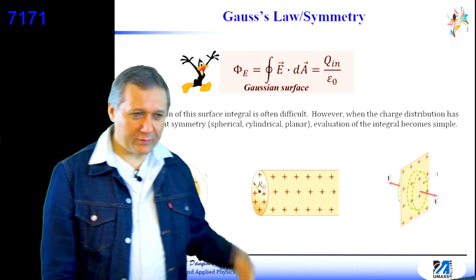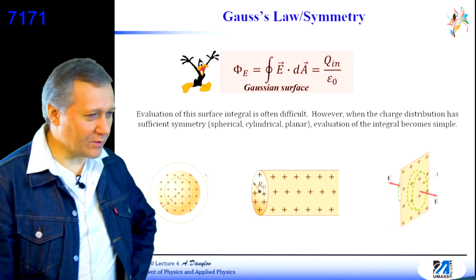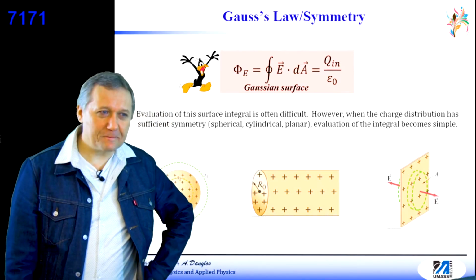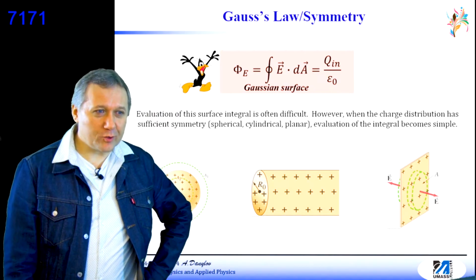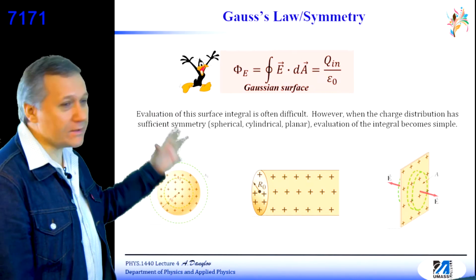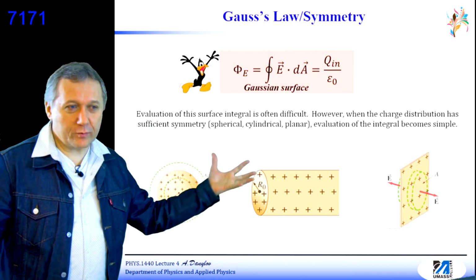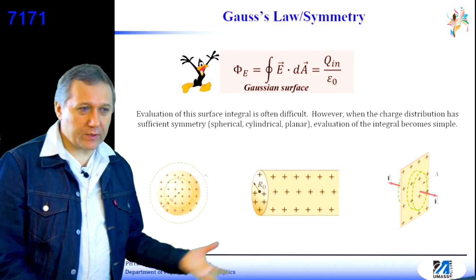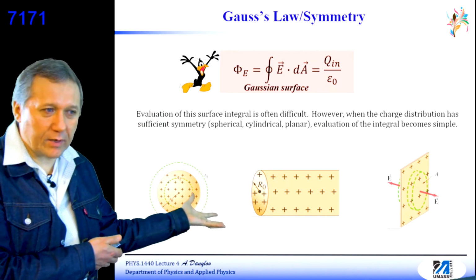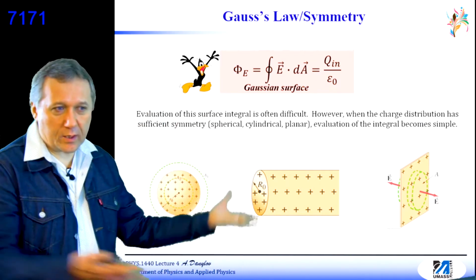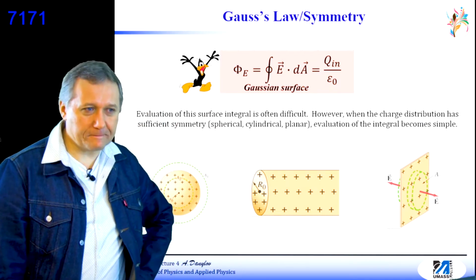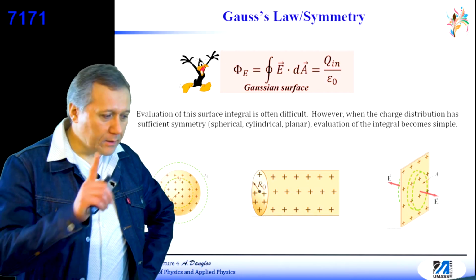Otherwise, if you have a complicated distribution of charges, it can be ridiculously complicated. Okay, so now after this, I need to switch to the whiteboard, and we need to start looking at the examples, because again, Gauss's law cannot be derived. We presented it, and now we just need to look at how to apply it.